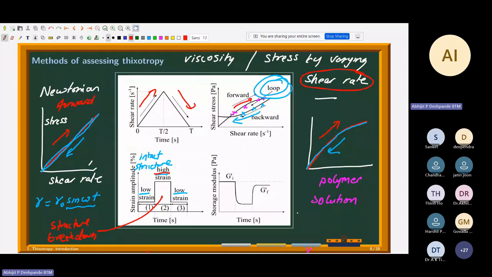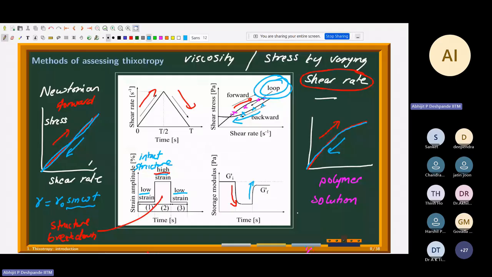And so we can look at what happens during breaking down of structure. How does the storage modulus, which indicates the amount of networking, the amount of interactions, the microscopic structure of the material, all of this is dependent on G prime. So therefore, G prime will change with time because we are now subjecting the material to very high strain. And then once we subject it to high strain for some time, we again bring it back to low strain.